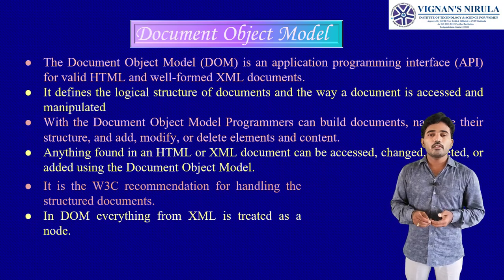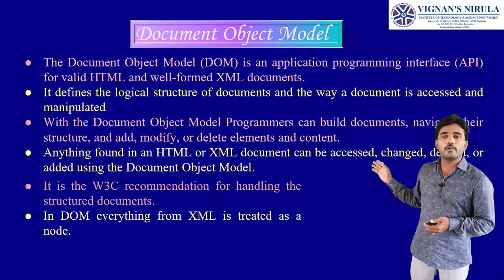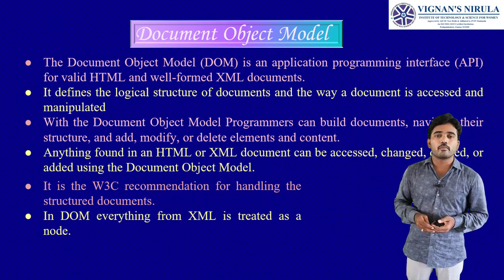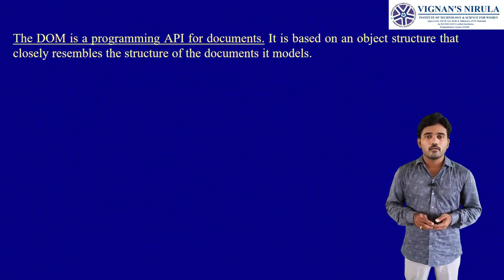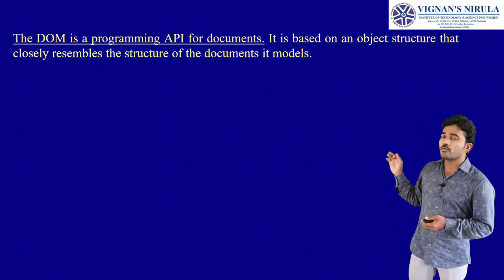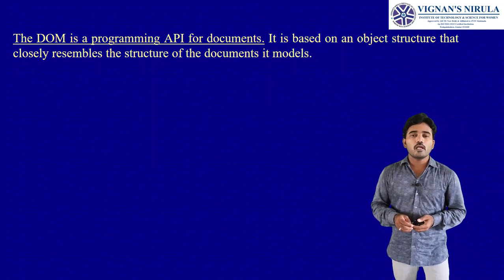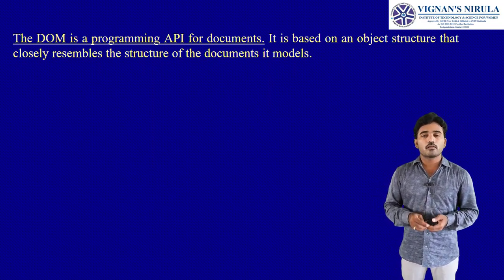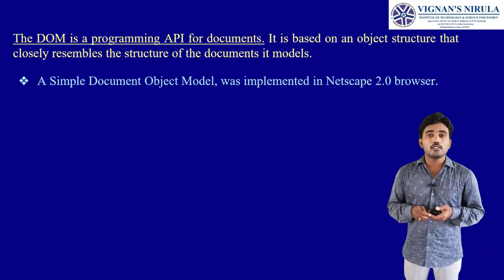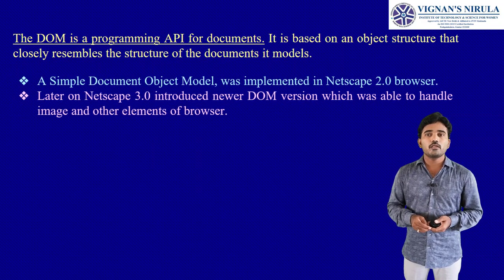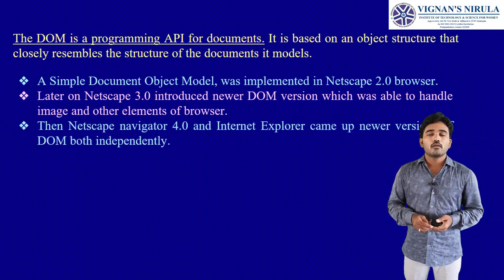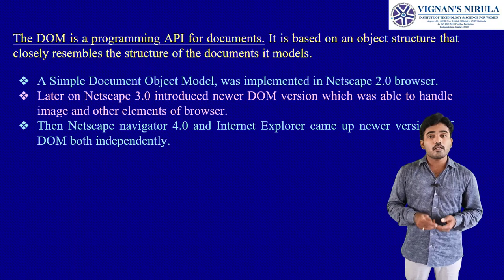And remember that in the Document Object Model, everything from an XML document or from an HTML document is treated as a node. So now, as I told you already, this Document Object Model is a programming API for documents, and it is based on an object structure that closely resembles the structure of the document that it models. Now I will discuss the history of this DOM.